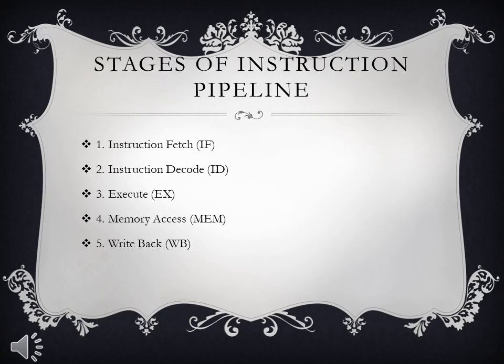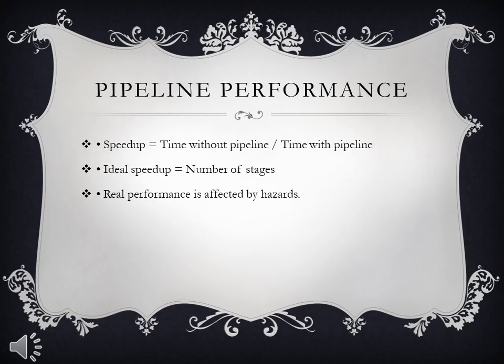A classic 5-stage pipeline includes instruction fetch (IF), instruction decode (ID), execute (EX), memory access (MEM), and write back (WB). Each instruction moves through these stages, with different instructions occupying different stages simultaneously. Pipelining aims to improve performance. Ideally, a pipeline with n stages can improve throughput by a factor of n. However, due to various hazards and dependencies, the actual performance often falls short of this ideal.